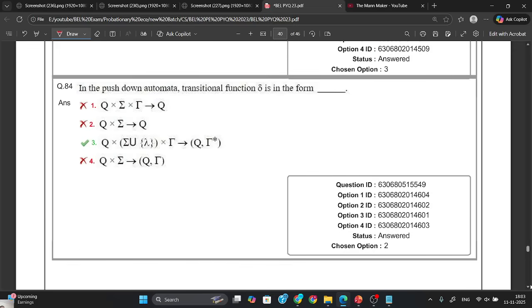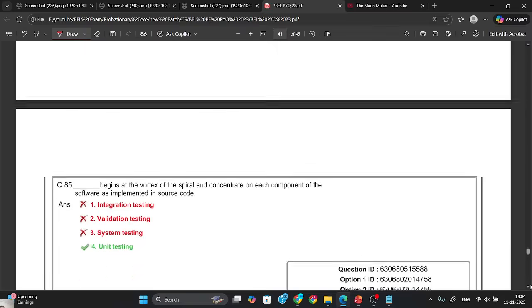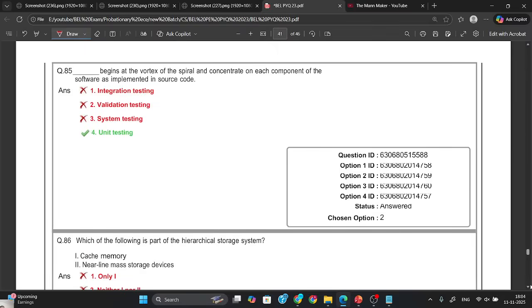In the pushdown automaton transition function, delta is of this form. This is your right answer formula only. Dash begins at the vertex of the spiral, and concentration is on each component of the software as implemented in source code. So it is unit testing.